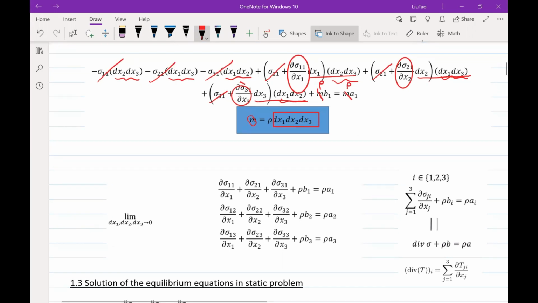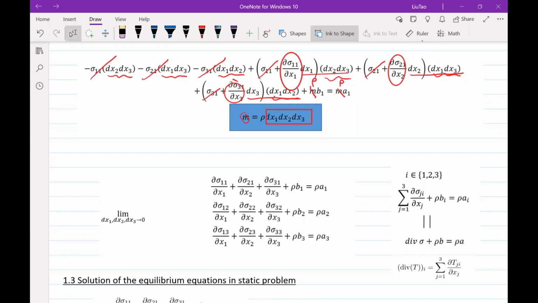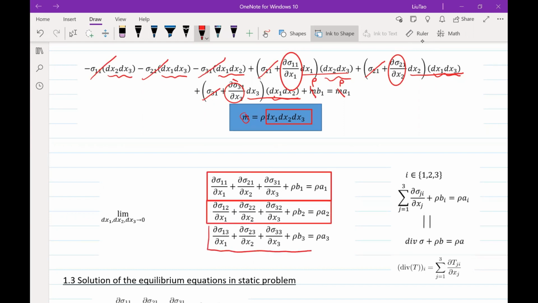Then after simplification and rearrangement, we get this form. So partial sigma 11 over partial x1 plus partial sigma 21 over partial x2 plus partial sigma 31 over partial x3 plus rho b1 is equal to rho a1. Similarly, using equilibrium in y and z direction, we can get the second equation and the third equation.